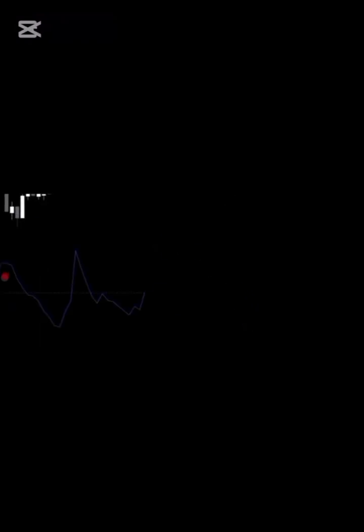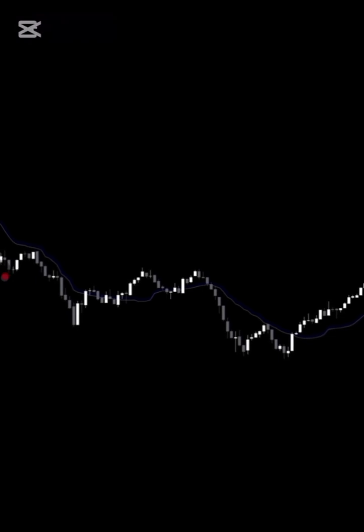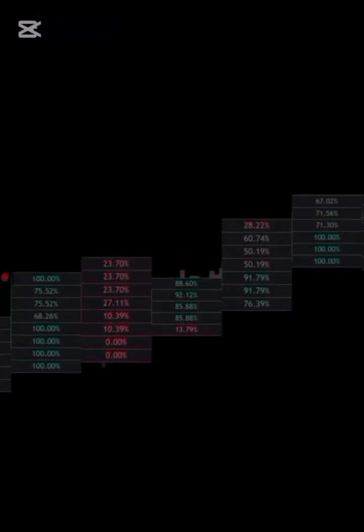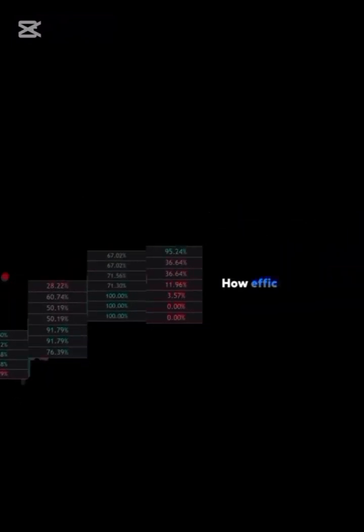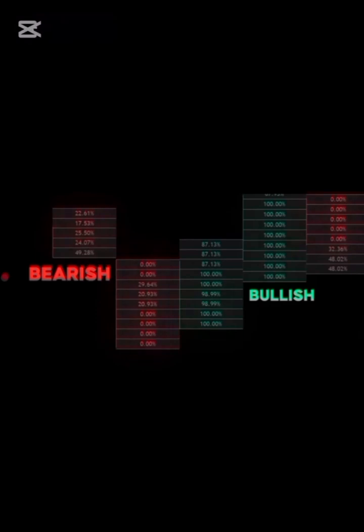Unlike traditional tools that rely on volume alone to determine strength, using tools such as footprint charts, volume profiles, or volume-weighted moving averages to name a few, this indicator takes a different route. Instead, it slices each candle into smaller rows, and then using the lower time frame opens and closes, it analyzes how efficiently prices moved within that area. Then it aggregates those movement readings to assign a bullish or bearish efficiency score as a percentage right on the candle. Let's take a closer look.